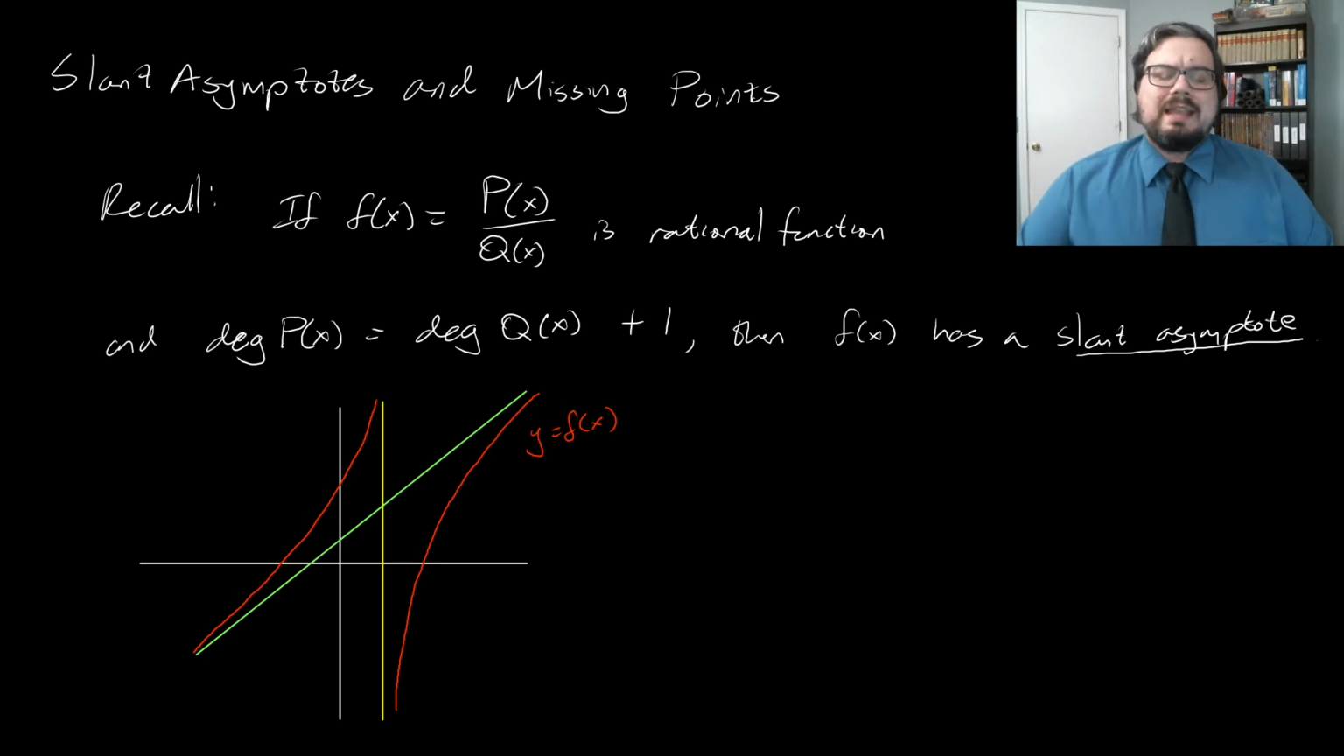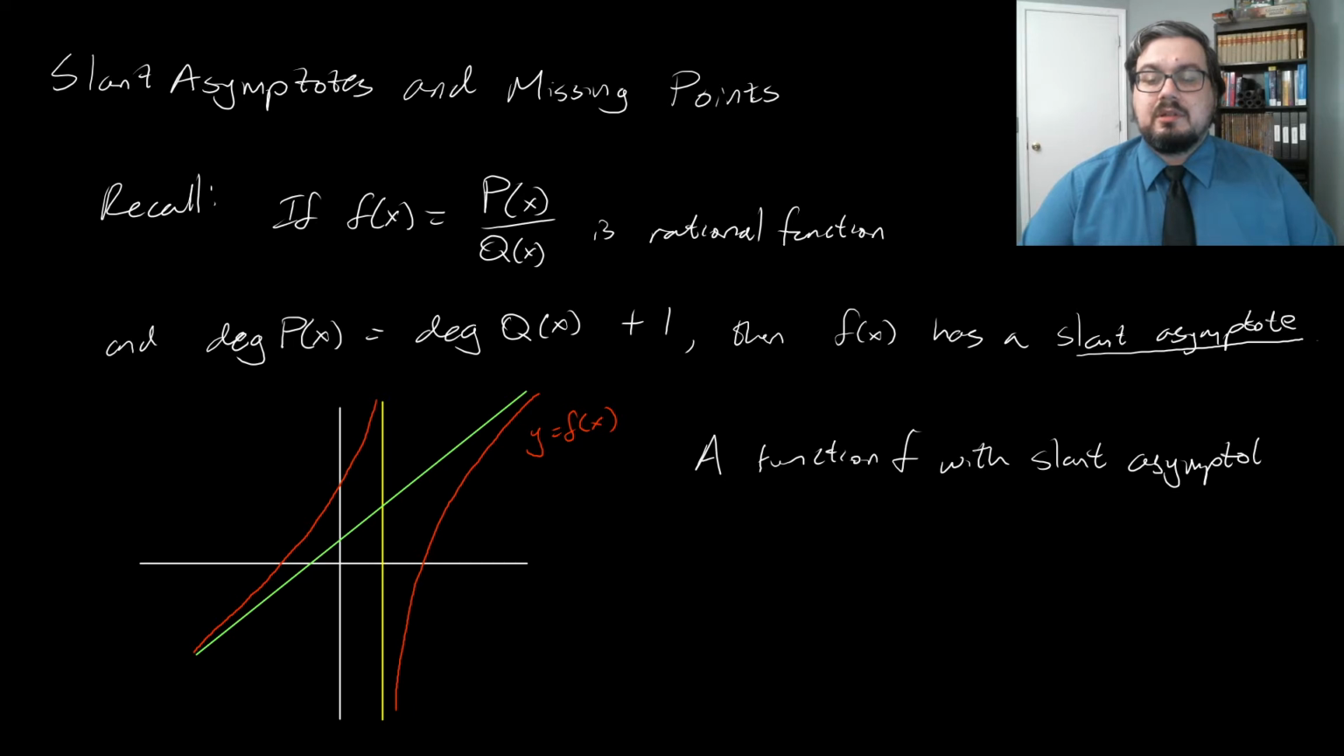So what having a slant asymptote means is that our end behavior looks like a line of some non-zero slope. It means that as we move far to the right or to the left, the graph of our function gets closer and closer to some line. So a function f with a slant asymptote, which is written in the equation form y equals mx plus b, because it's a line with non-zero slope.